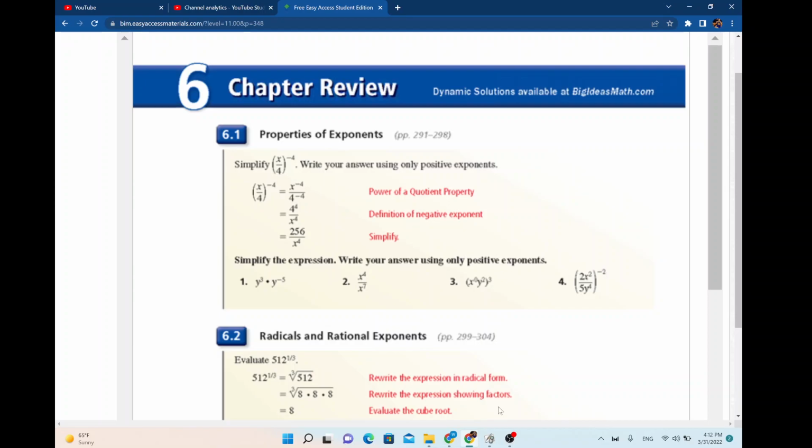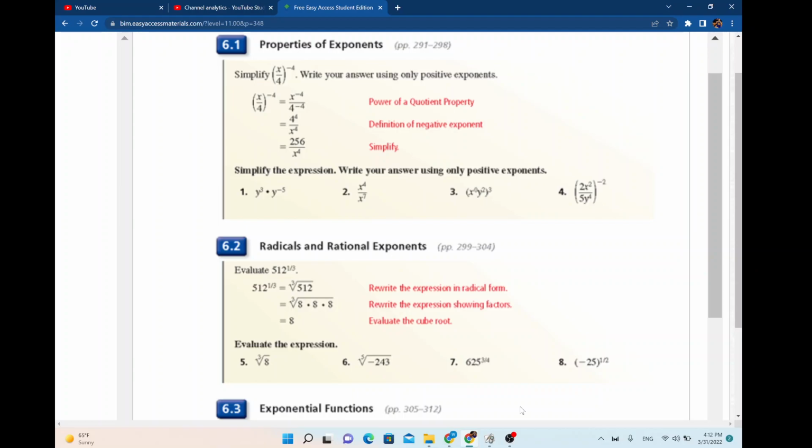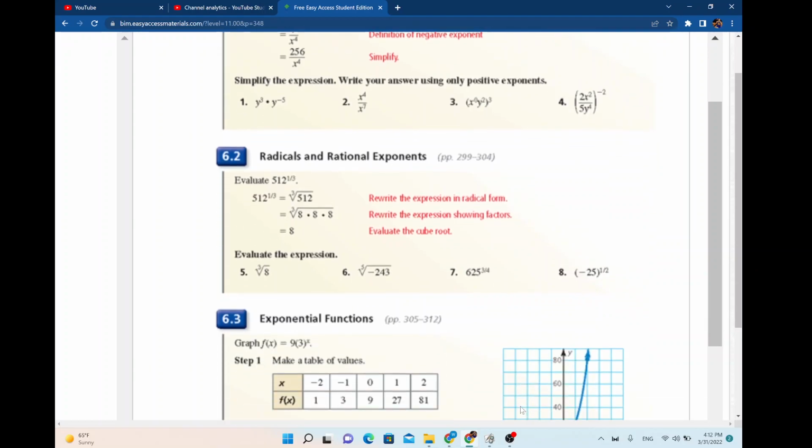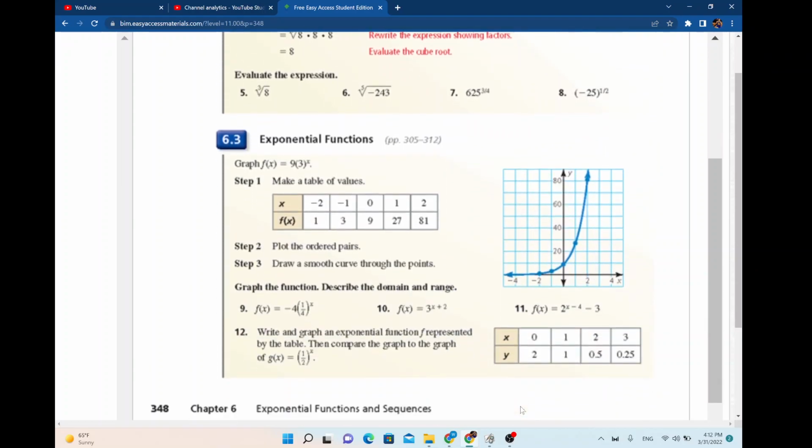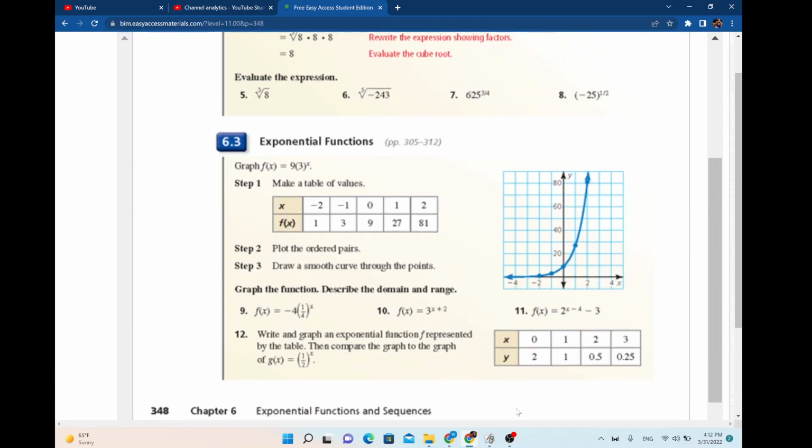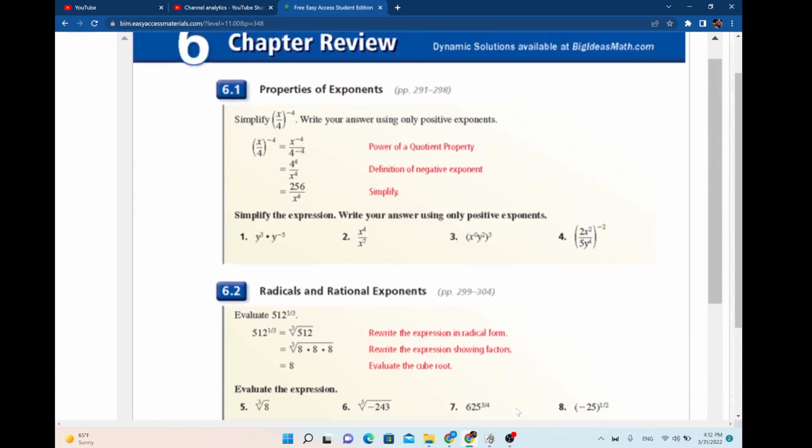So this one is about the properties of exponents, and also we'll talk about rational exponents and exponential functions, all those types of things. So let's get started with the properties of exponents. This one is relatively straightforward. It's something you guys probably learned in pre-algebra already. So let's talk about the first couple of problems right here.